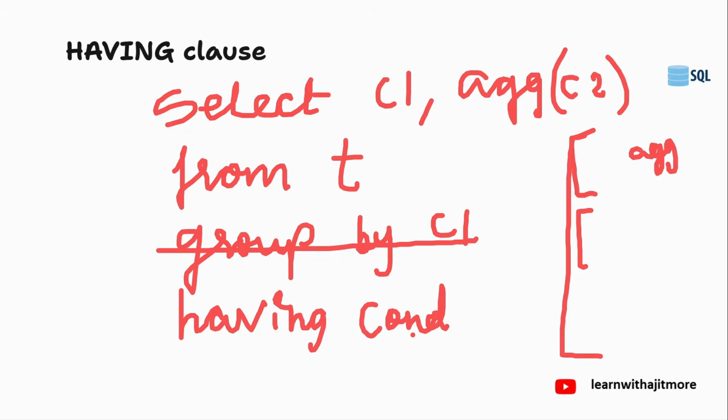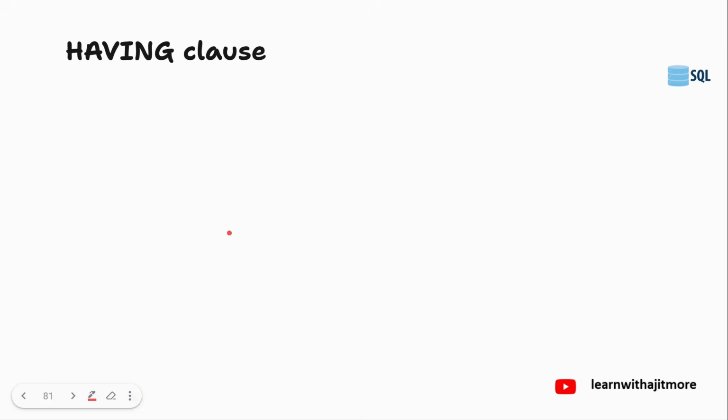So generally, it is meaningless to write only having if you are not writing group by. Practically, we use having only when you have done grouping. Getting? So the basic difference is clear to you between having and where clause. When do we use where clause? When we want to filter.